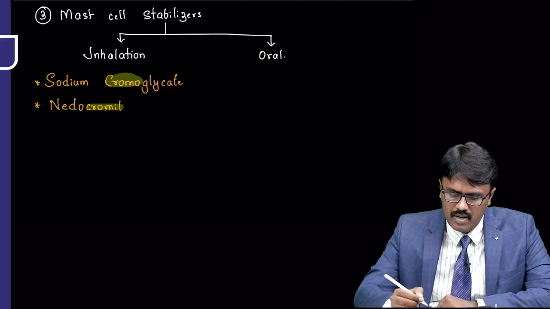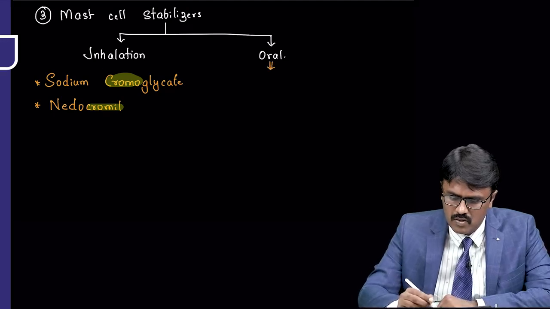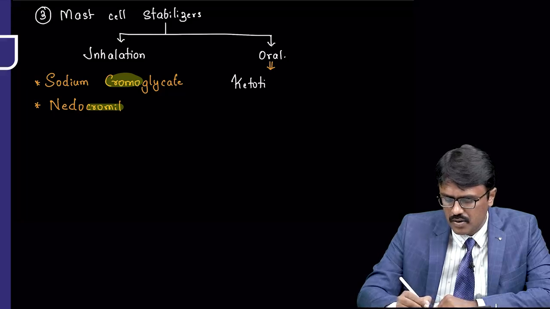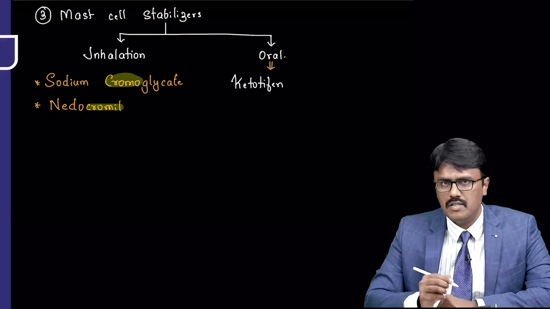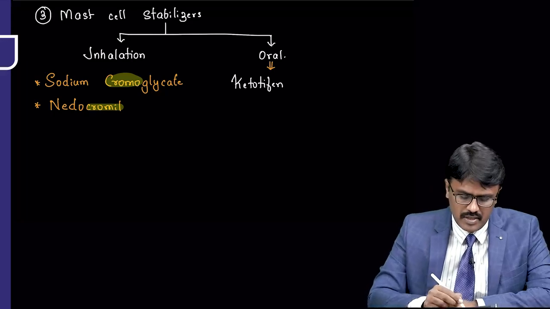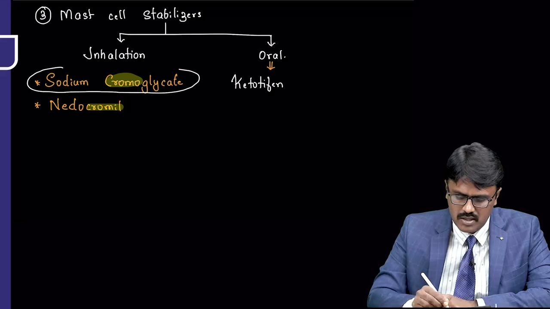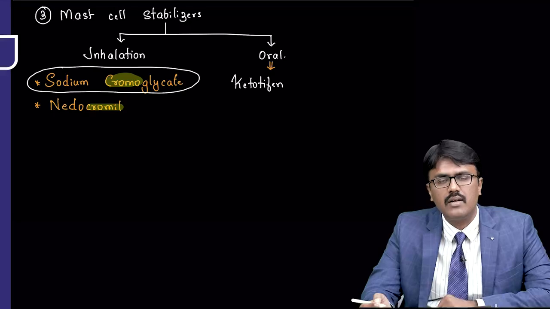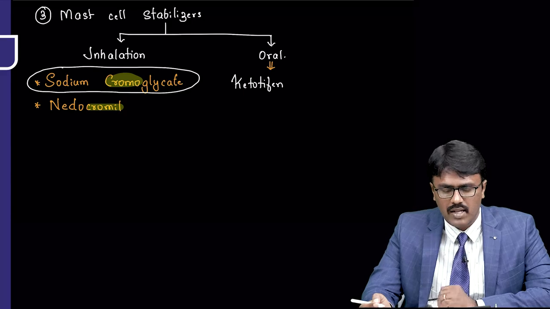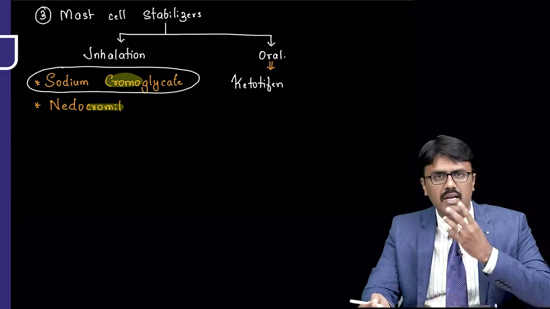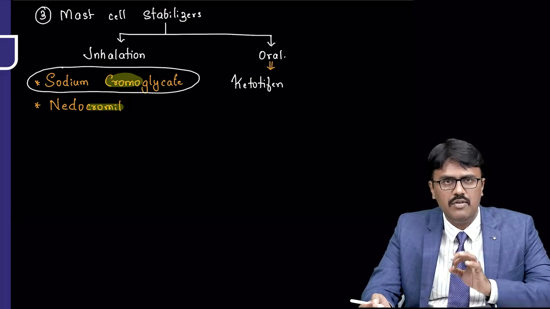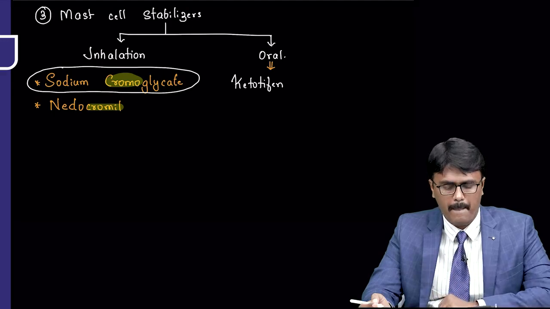The orally available drug is called ketotifen. Ketotifen. Please mark this point. Most of the examiners have asked this question: can we use sodium cromoglycate in an acute attack of asthma? Never. It's only for prophylaxis. Why the confusion? Because it is given by inhalation. That's why most of the students get confused. It's for prophylactic use only.